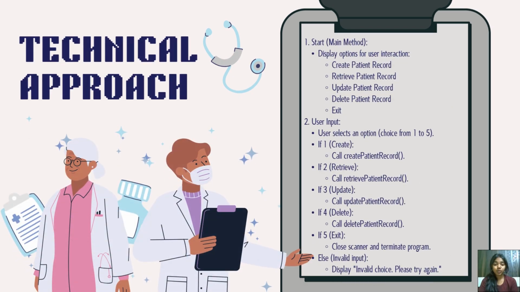Continuing with the technical approach, this section discusses the code's flow. Start with the main function. Display options for user interaction, such as create patient record, retrieve patient record, update patient record, delete patient record, and exit the code. If the user input is 1, call create patient record function. If input is 2, call retrieve patient record function. Similarly, if the user input is 3 or 4, call update patient record function or delete patient record function respectively. If the input is 5, close the scanner and terminate the program.